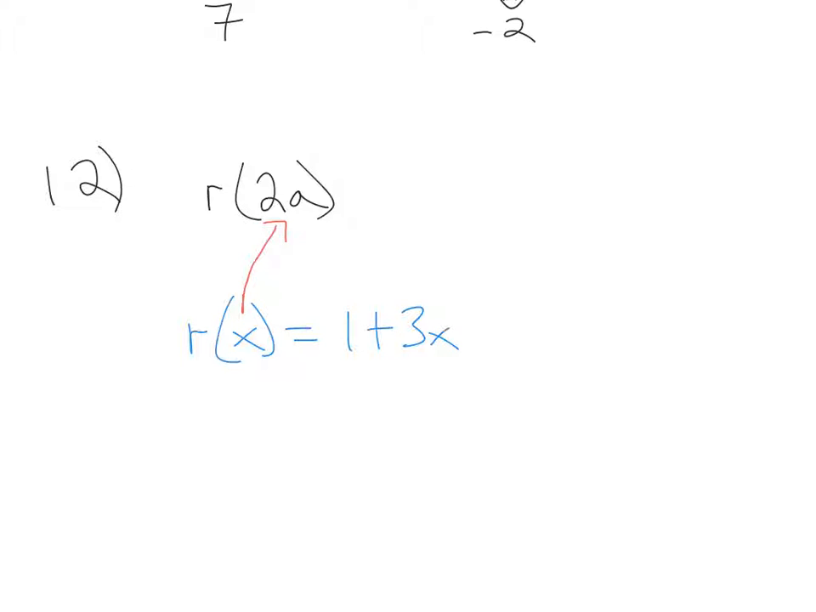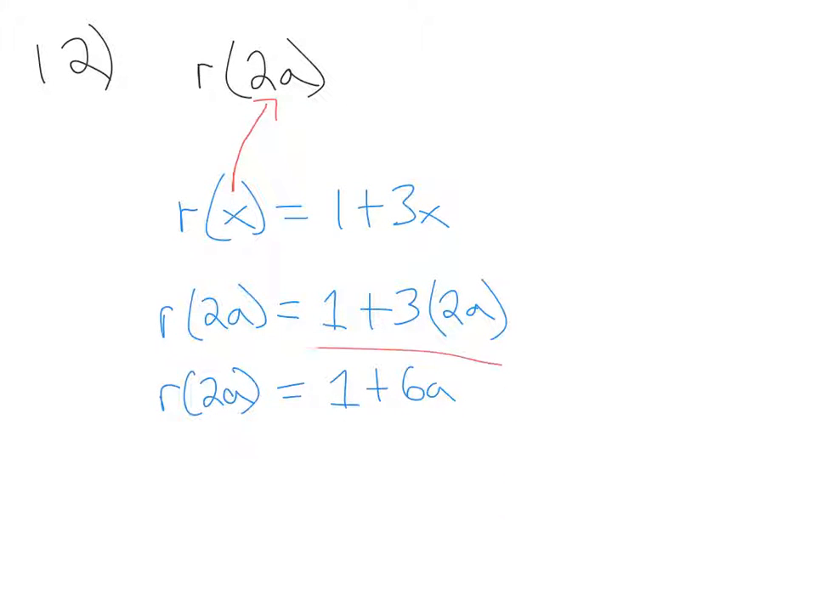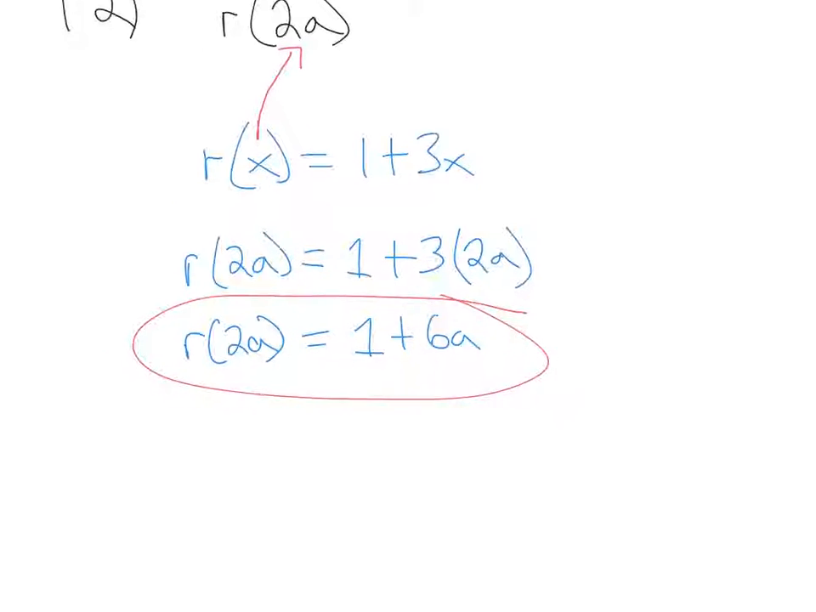So in my equation, r of 2a is just equal to 1, which comes from here, plus 3 times, not x, because we're not evaluating at x, we're evaluating at 2a. So I'll just put in 2a. Simplify that and you are done: it's 1 plus 6a. So r evaluated at 2a is equal to 1 plus 6a. Easy. Okay, I can do number 14 really quickly.